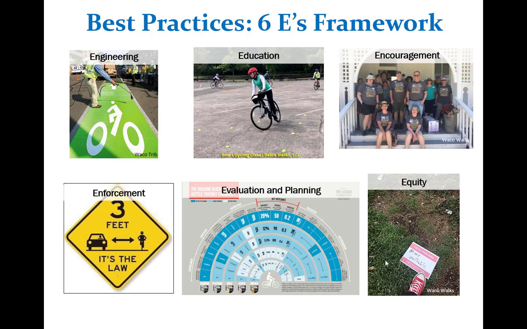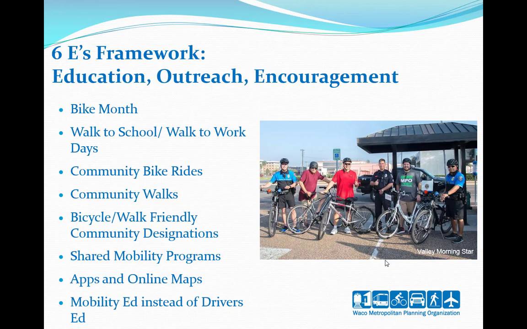So now we'll move on to a discussion of the recommendations of the plan. The recommendations are organized into a 6E framework. The idea is that building a bicycle and pedestrian-friendly community will take more than just engineering and infrastructure projects. Infrastructure projects need to be complemented by policies, programs, regulations, and long-range planning and evaluation. We'll start with education, outreach, and encouragement, and touch on engineering last.